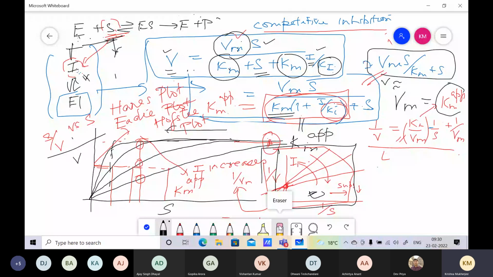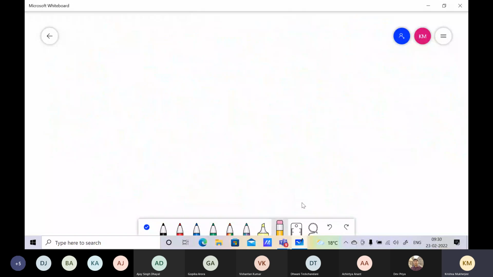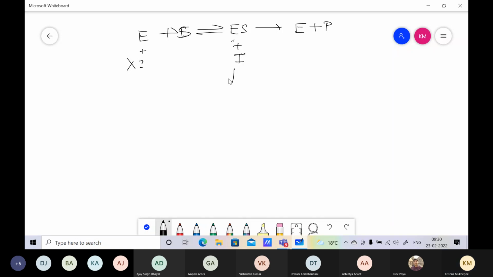Now let us rub out everything. You will remember all this. So really now we come to the other part. Let us say that E plus S is ES going to E plus P, and let us say that ES binds with I, forming the EIS. And again, let us assume that this is a dead-end complex.